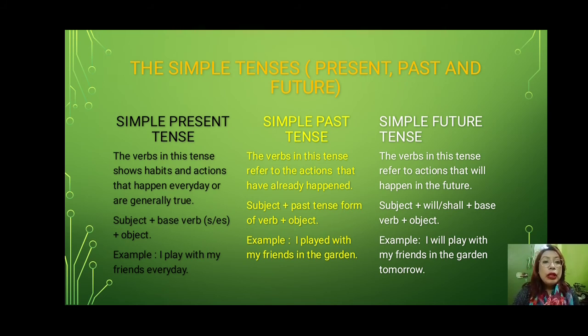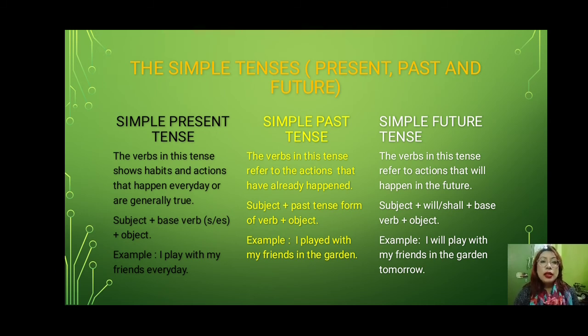I play with my friends every day. So here, I play with my friends every day. Look here, students. Which is the verb or the action word here? Play, right? So the subject is I plus the base form, that is play, then with my friends every day. So the object is friends. Here it is subject plus base form of the verb plus object. This is simple present tense. I hope you have understood, students, right? Let us see the next one.